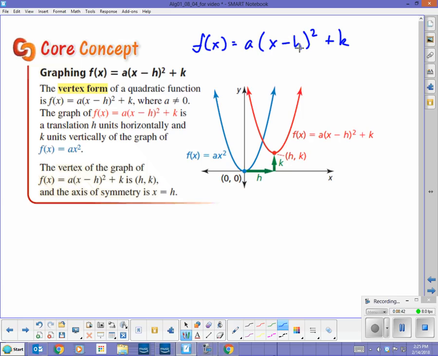This h here is going to translate it horizontally. And this k here, adding to the output, is going to translate it vertically. But the important thing here that we want to know is that the h and the k represent the vertex. Okay, the vertex will be at (h, k) right there, and the axis of symmetry is this value for h. The axis of symmetry is x equals h, because we're moving this around, but that's that vertex we're moving around. So (h, k) is the vertex. Very important. (h, k) is that vertex.